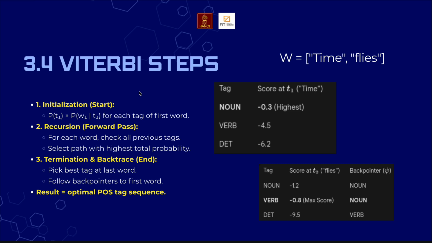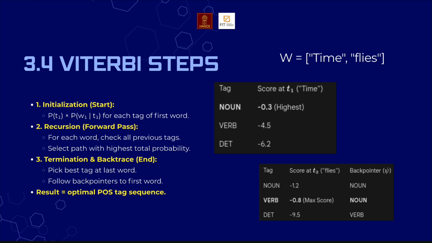The next is recursion. So for every subsequent word, we check all possible previous tags, find the path that gives the highest total probability, and store the result. And the last one is the termination and backtrace. When we reach the last word, we find the best tag in the final column. Then we follow back pointers step by step all the way back to the first word. This backward path gives us the final optimal sequence of tags for the entire sentence.